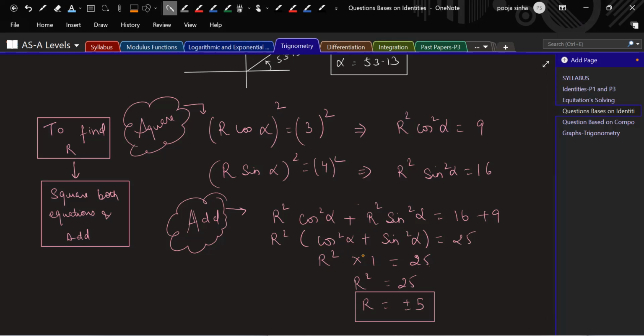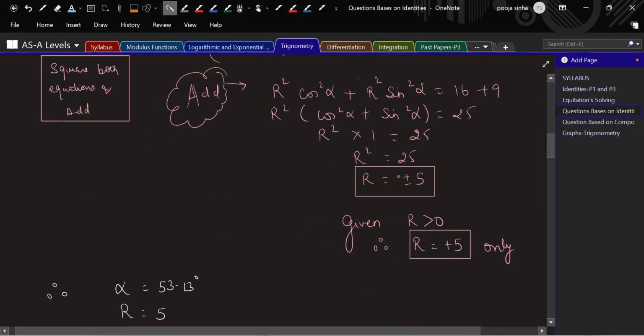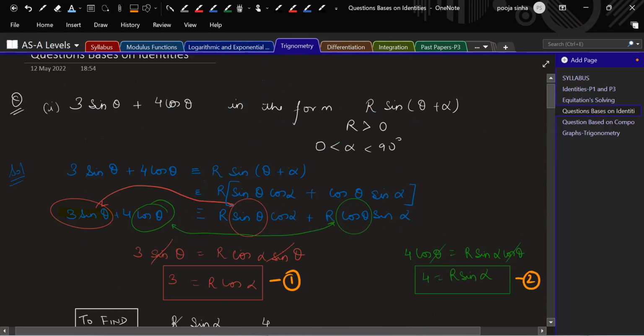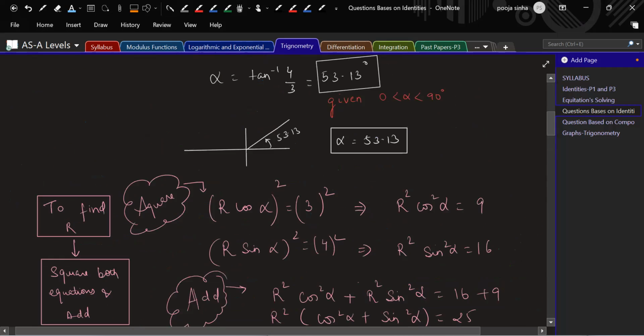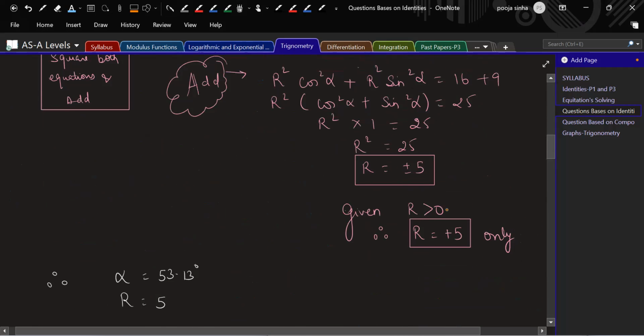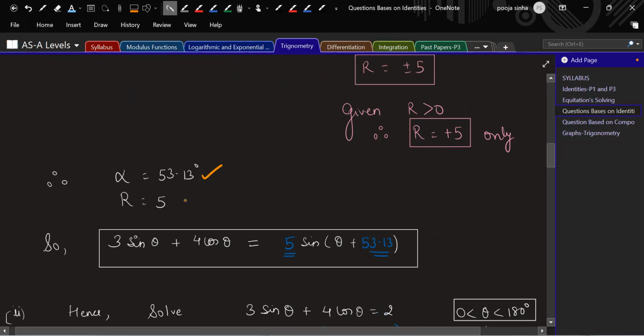Correct? Okay. So you get 25. Now R square is equal to 25, so R is equal to plus minus 5. But in the question, there was something mentioned: R is greater than 0. Perfect. So what do we do now? It's only 5. So alpha is 53.13 degrees.